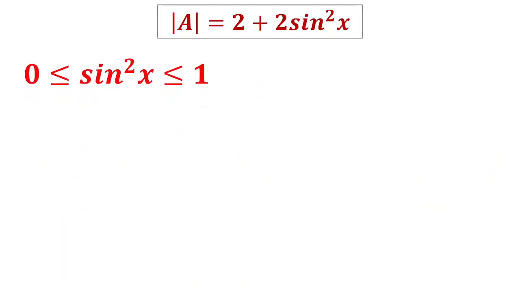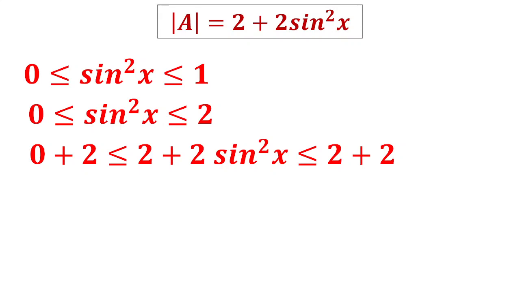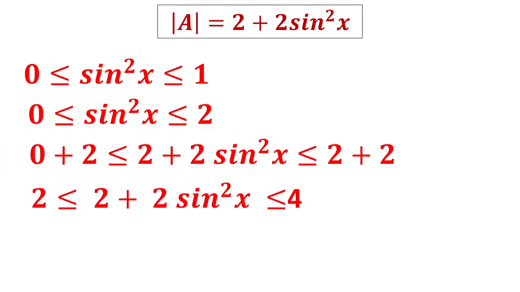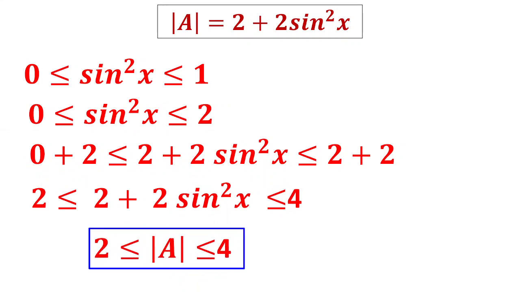But all of you know sin x lies between minus 1 and 1. Therefore, sin square x lies between 0 and 1. I am multiplying throughout this inequality by 2, so 0 is less than or equal to 2 sin square x less than or equal to 2. Now I am adding 2. It will become 2 plus 2 sin square x lies between 2 and 4. Therefore, you have proved it. Whatever the value of x you are giving, the value of the determinant will always lie between 2 and 4.